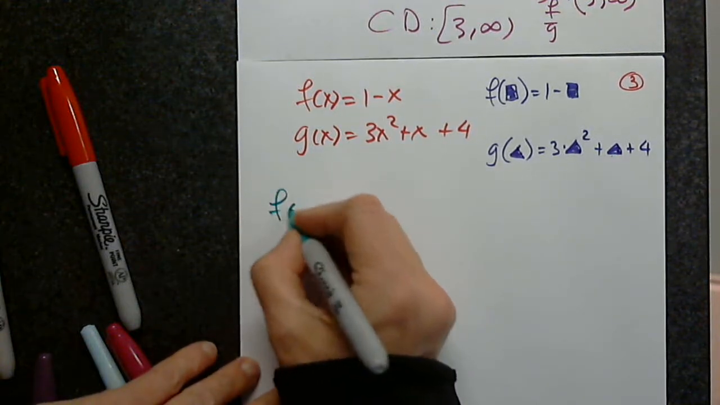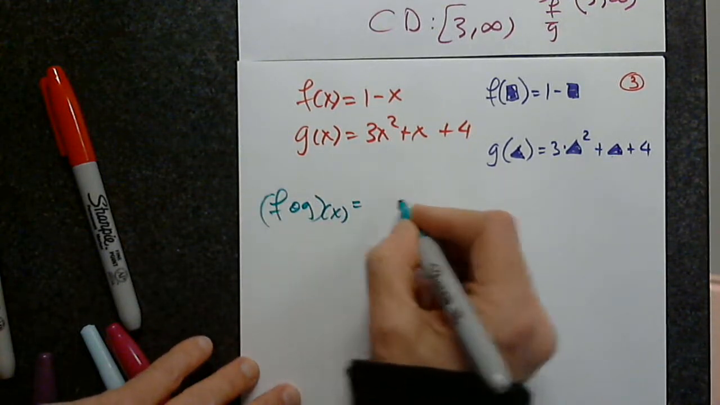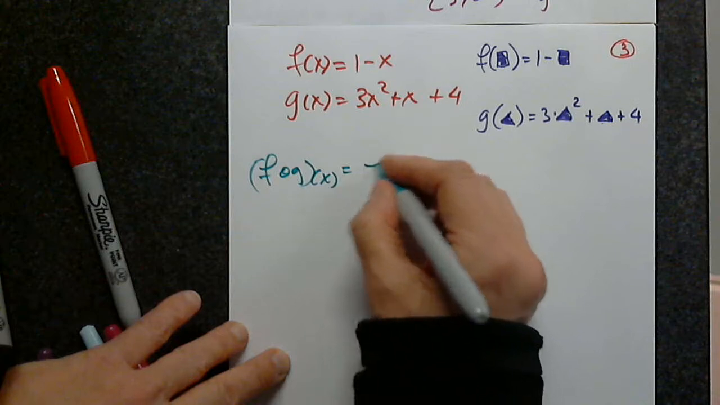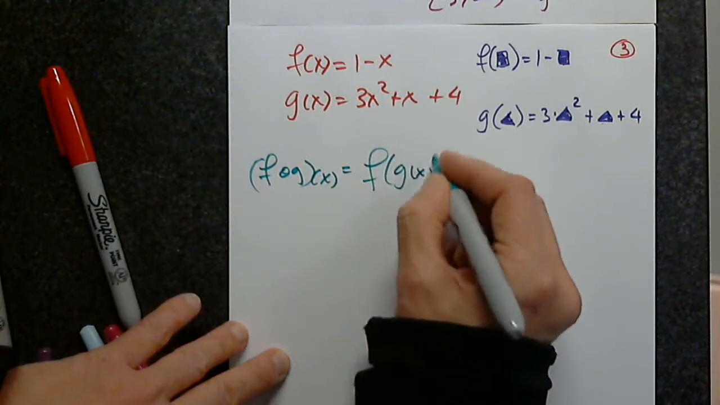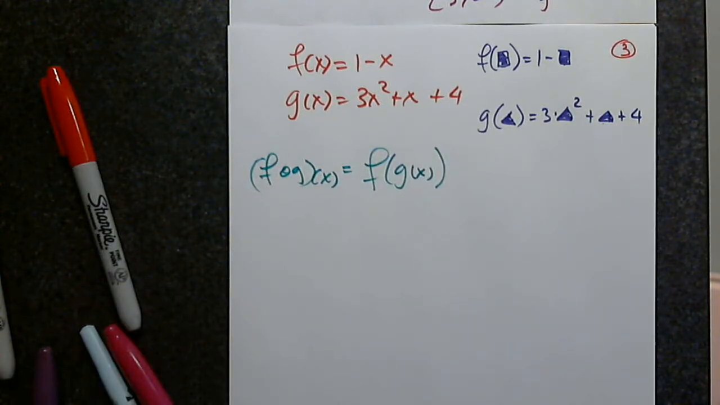If I want f composed with g, always write the definition first so you don't make the mistake of plugging in something else. So that's the first step. I have to write f composed with g as f of g of x.